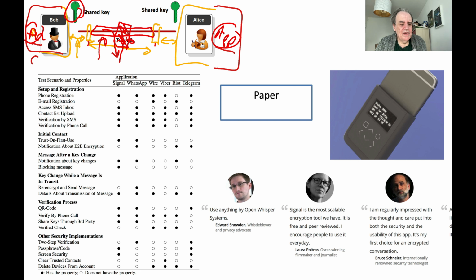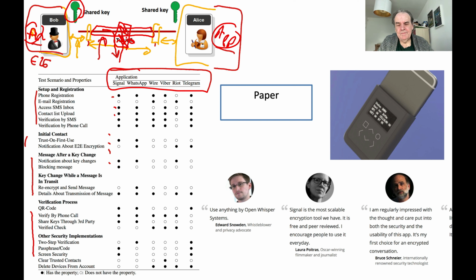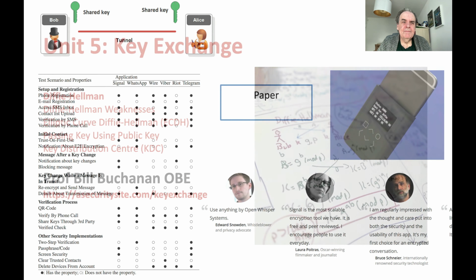This is known as end-to-end encryption, and these are some applications which use end-to-end encryption: Signal, WhatsApp, Wire, Viber, Riot, and Telegram. You can see they've each got their own basic features for their overall security setup. And if you're interested, this paper here will outline some of those features. But end-to-end encryption is between the application and on the applications on either side.